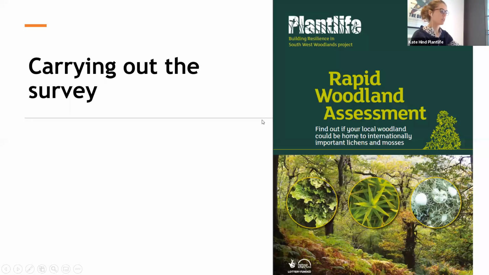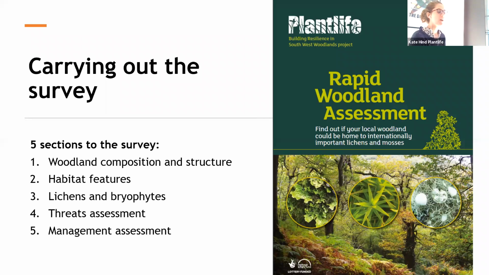So I'm going to show you a bit about the survey. There are 5 sections to the survey, and I'm going to go through each section with you to give some guidance on how to do each bit. The first section is on woodland composition and structure. The second is on habitat features. The third is lichens and bryophytes. The fourth is the threats assessment, and the fifth is the management assessment.